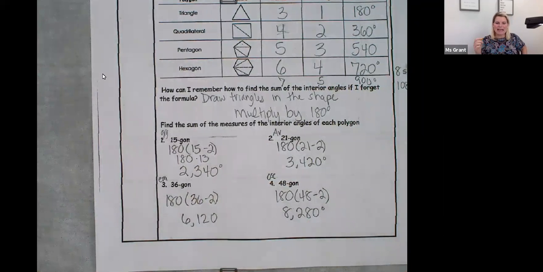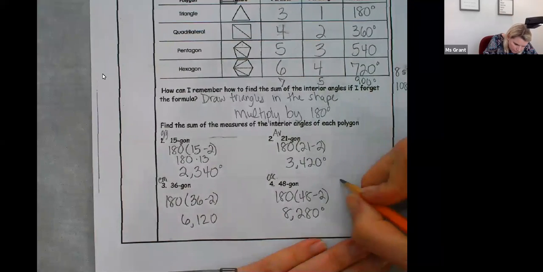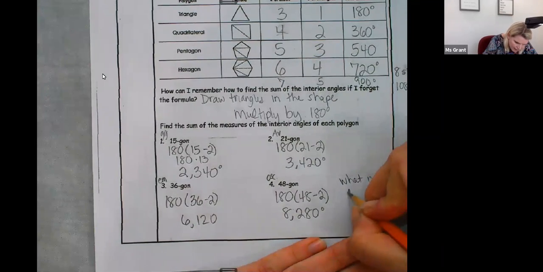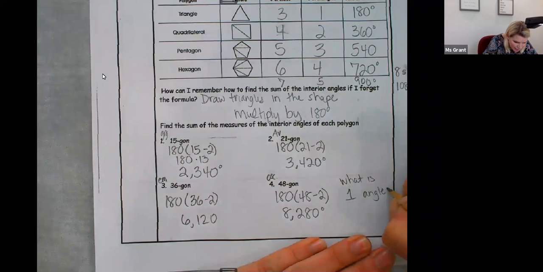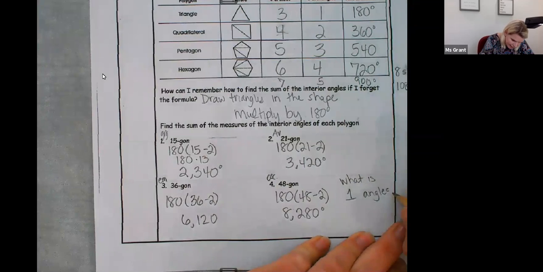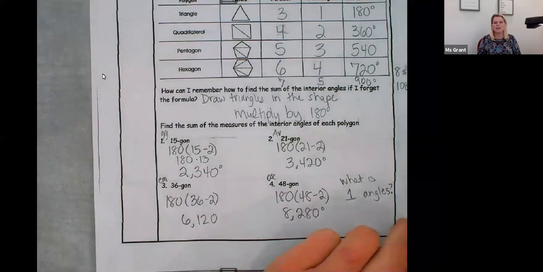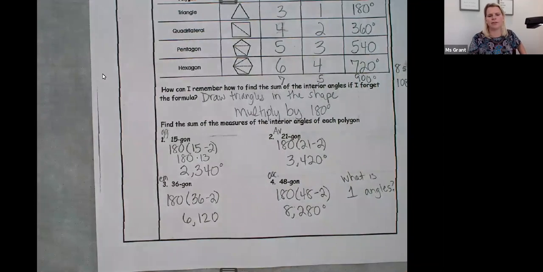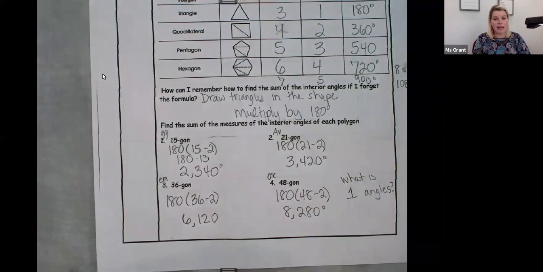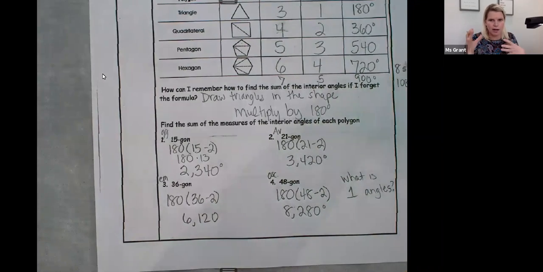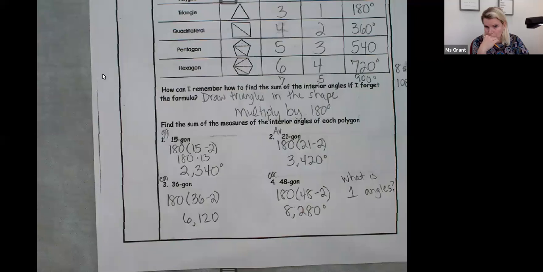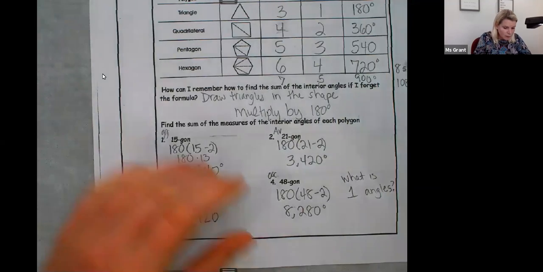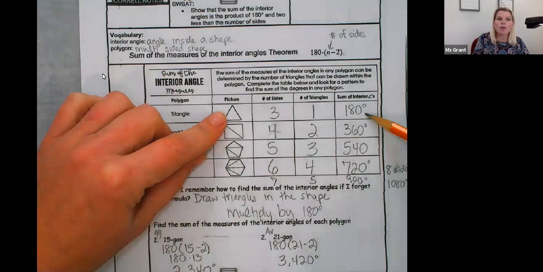Now, I want to focus on this number 4 again. If I know that it has 8,280 degrees in it, what if I wanted to know one of the angles? I know that all of them added up is 8,280, but how would I figure out what's one of them? If I only wanted to know one of the 48 angles. I know that 48 altogether is going to be 8,280. But what if I only want to know what's one of them? If you have a triangle and you know that there's 180 degrees in it, and I said, but what's one of the angles?